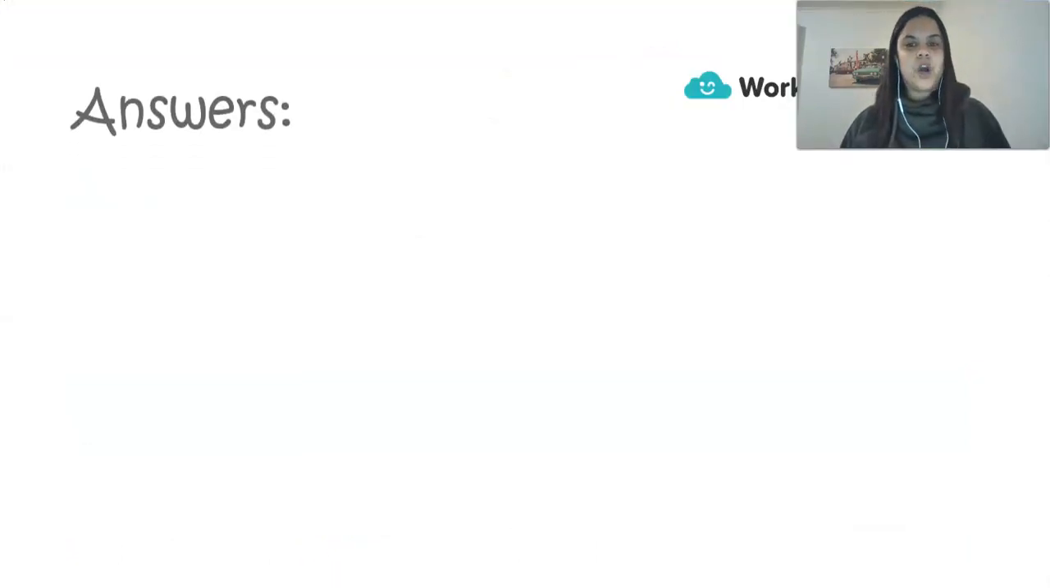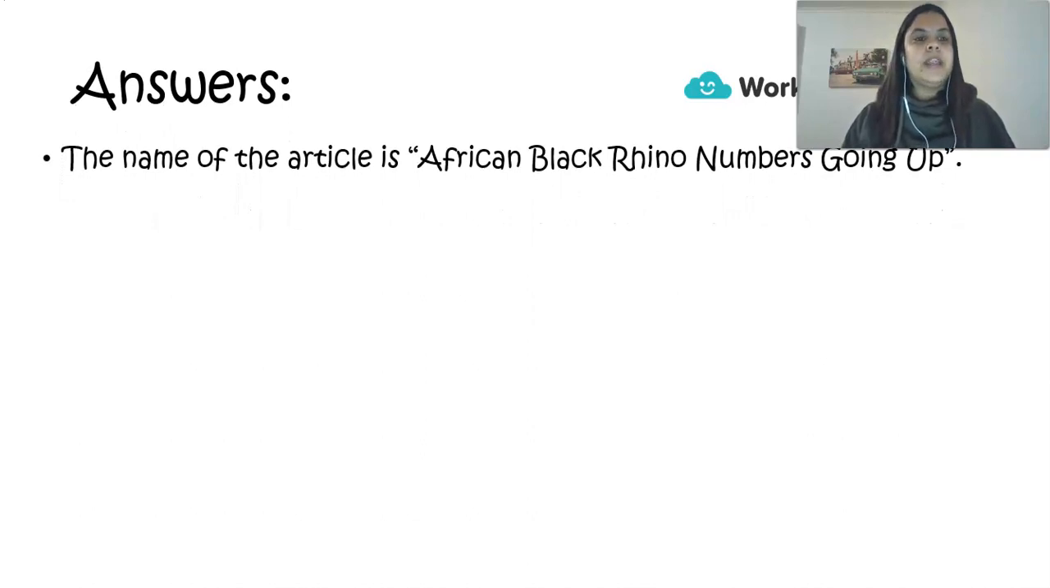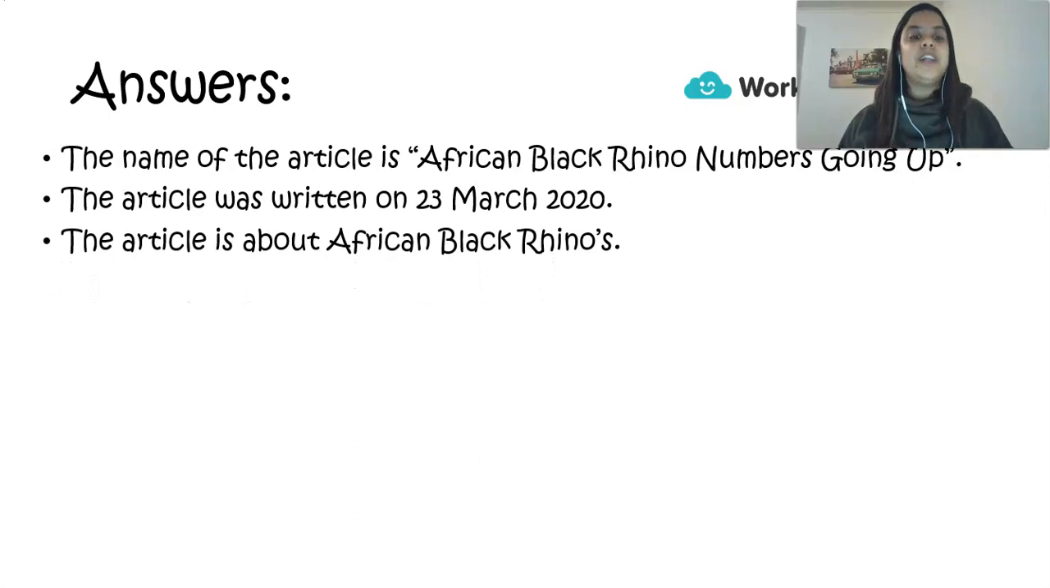Okay, so the answers. The name of the article is African Black Rhino Numbers Going Up. That's the name of the article. The article was written on the 23rd of March 2020. The article is about African black rhinos.